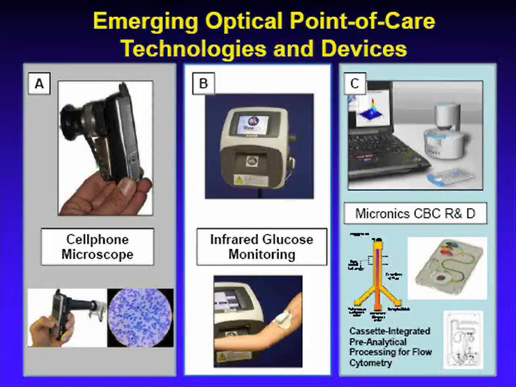Now we have the next slide showing emerging optical point-of-care technologies. In panel A from UCLA, which is just recent, several months ago, the application of greater magnification components to a cell phone, in this case a microscope attached to a cell phone camera, allows you to look at individual cells with your cell phone and take a picture.